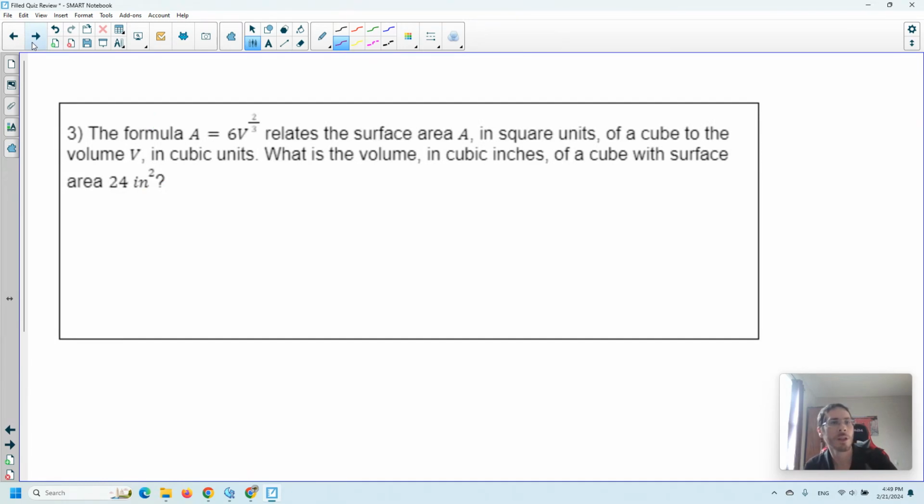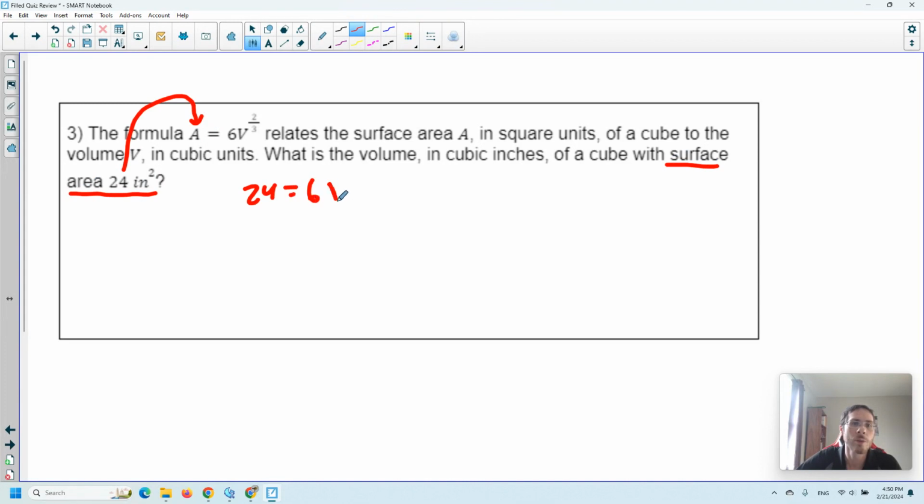For 3, formula A equals 6v to the 2/3 relates the surface area A in square units of a cube to the volume V in cubic units. What is the volume in cubic inches of a cube with surface area 24 inches squared? So got a little geometry question. So they tell us that the surface area is 24 inches squared. So we're actually just going to plug that in for A. We're going to plug that in for the area.